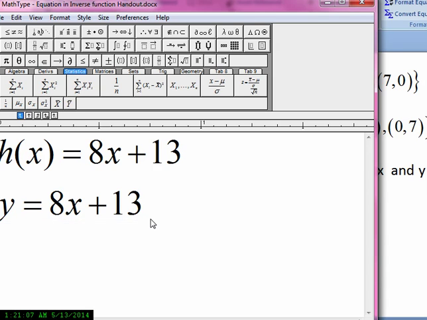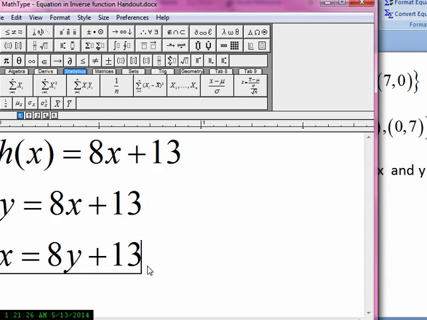Then step 2 is to interchange the x and the y. So when I interchange the x and y, just like we did with the ordered pairs in the previous example, now y is going to become x, and x is going to become y. Then the next step is to solve for y. So when we solve for y, that means to get y by itself.